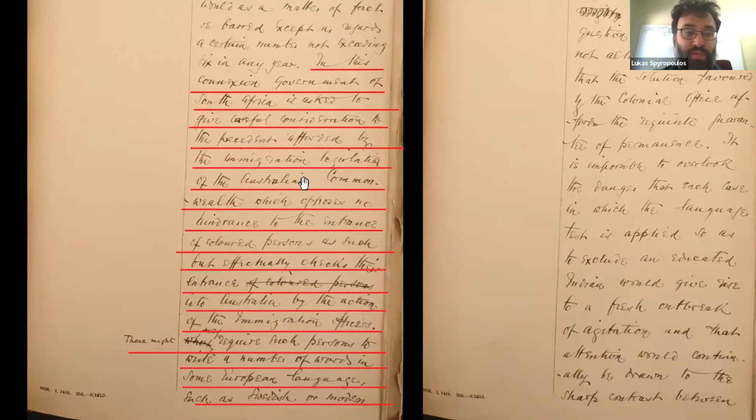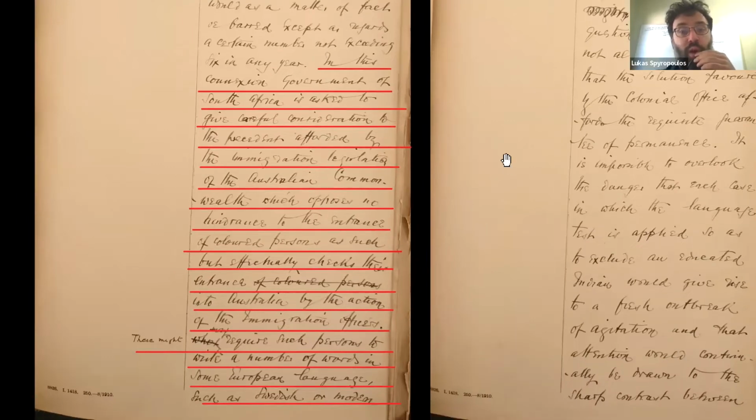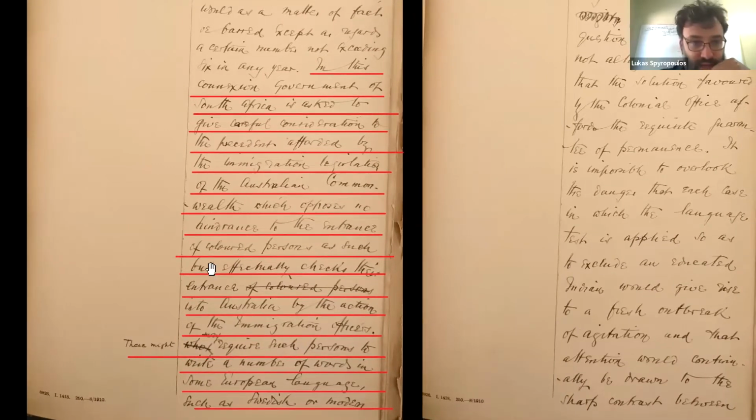But in this particular part, they're basically saying, okay, if you want to have a piece of legislation, this is what we think should go into it. We don't think it should be explicitly racist. We don't want you to be mentioning that you don't want people, it says here, of colored persons as such. What you should be is a bit more like the Australian Commonwealth, because they have a literacy and language requirement. And in this case, they use this example.